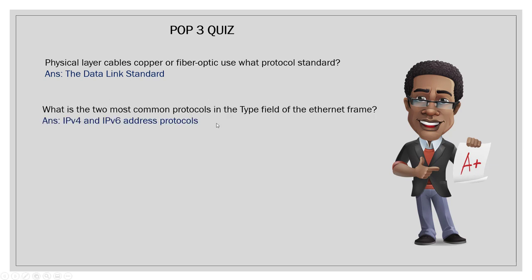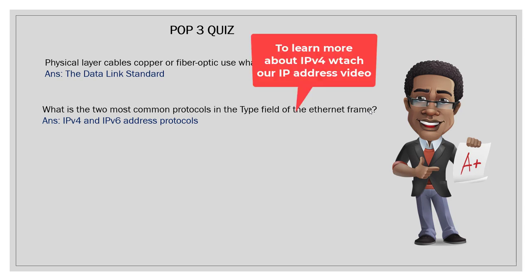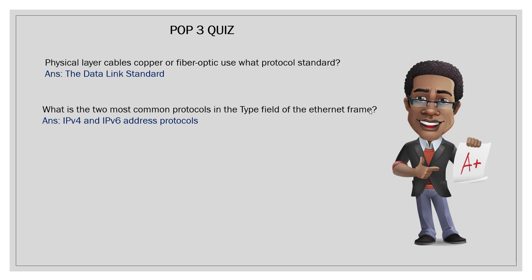Question number 2, what are the two most common protocols in the type field of the Ethernet frame? In the type field, we just discussed that the most common protocols are IPv4 and IPv6, the addressing protocols. So you need an address to send, like this says destination, source. You definitely need an address to send your data from one point to the next.